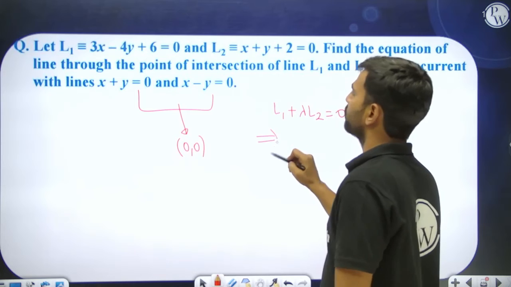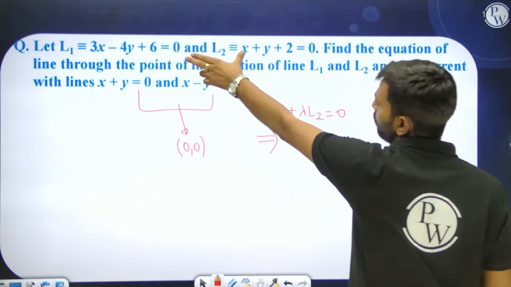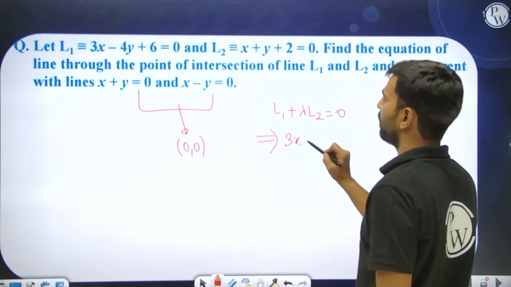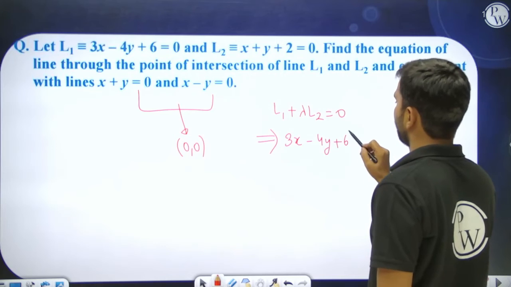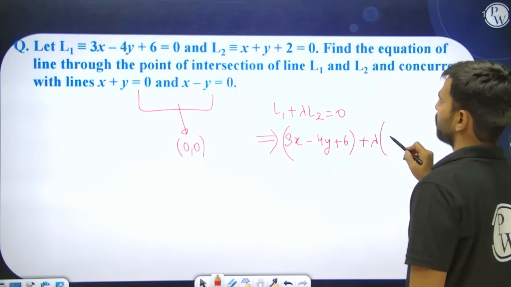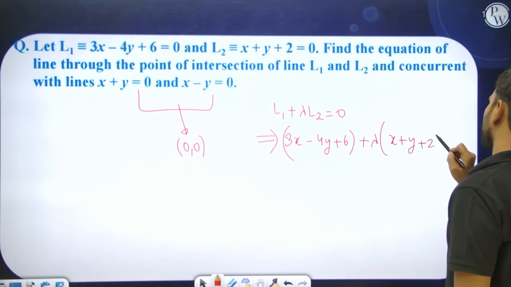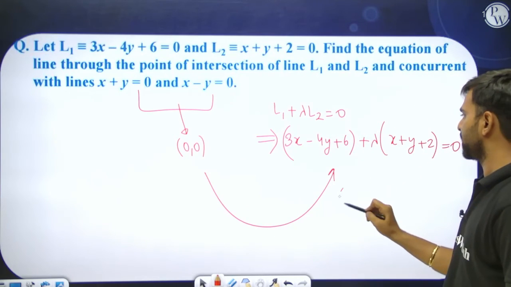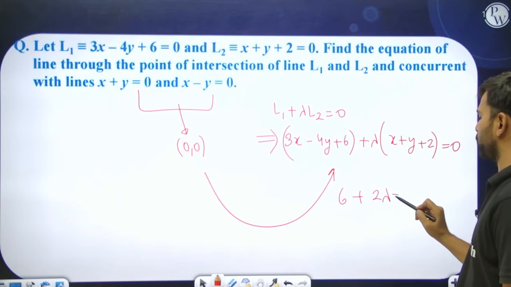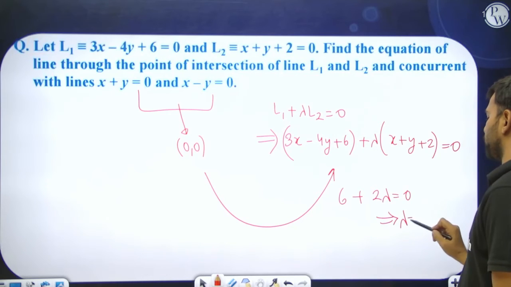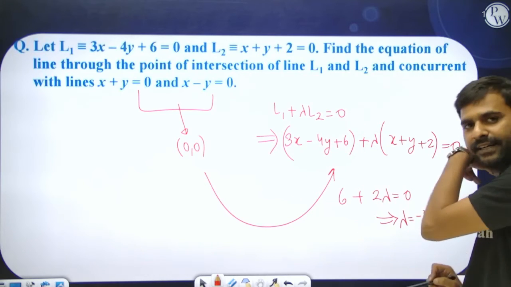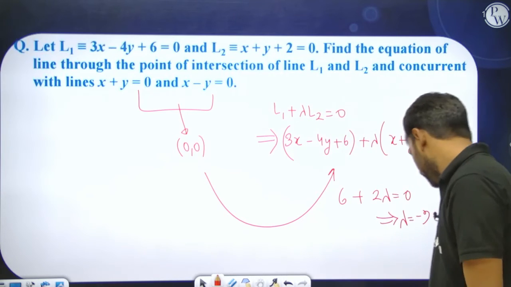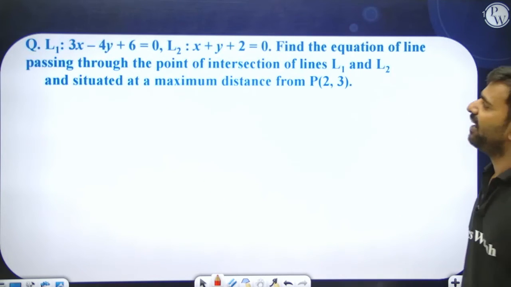L1 + λL2 = 0. This is how we write down the line passing through the point of intersection of L1 = 0 and L2 = 0. So the line will be written like this: this is L1, plus λ times L2, equal to 0. Now this line has to pass through 0, 0. So 6 + 2λ = 0. The moment you get the value of λ = -3, put it over here and you will get the required line, people.